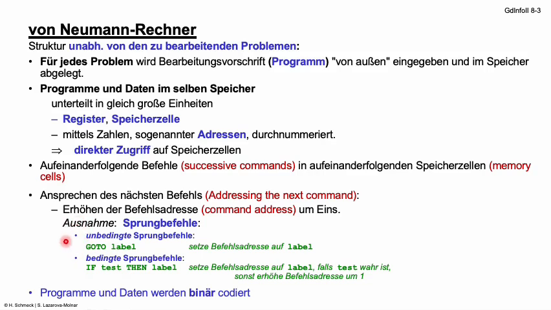So you can have unconditional jumps like the go-to commands, which can jump to a command at any address. Or you can have conditional jumps, which go to a command at another address if a certain condition is fulfilled. Also, as is typical for computers, both programs and data are binary encoded.